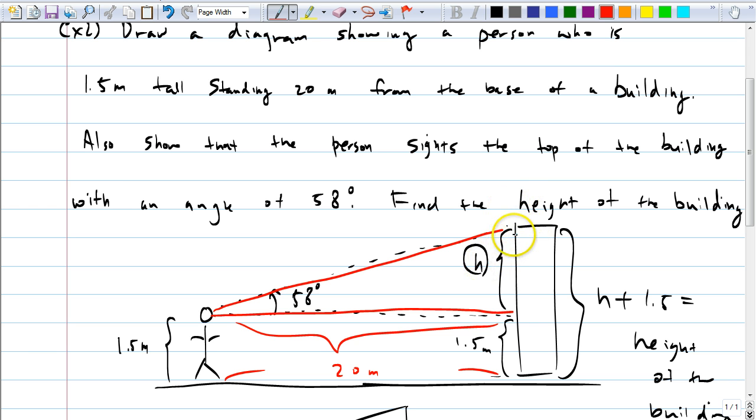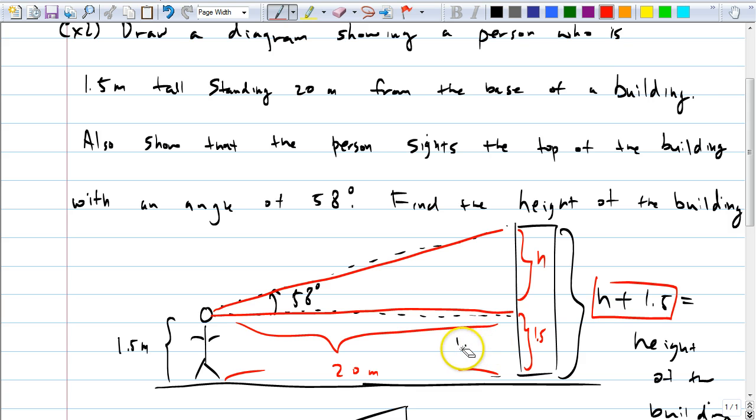Now, is this height right here, this h, the height we're looking for? Is that the height of the building? No. You have to add h plus 1.5, because from here to here is 1.5, right? So you have to understand that the height you find is not the height of the building. You have to add the height of the person also, because the person is looking straight ahead. Does that make sense? Okay, go ahead and everybody finish, and I'll wait.